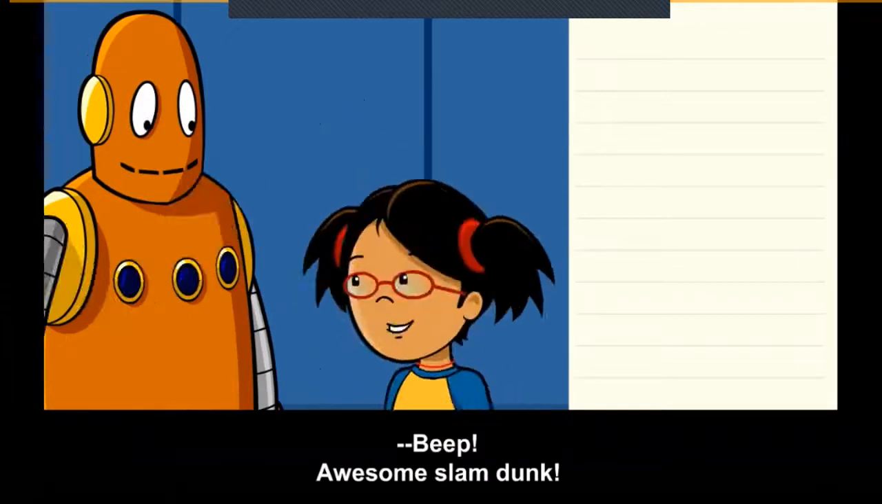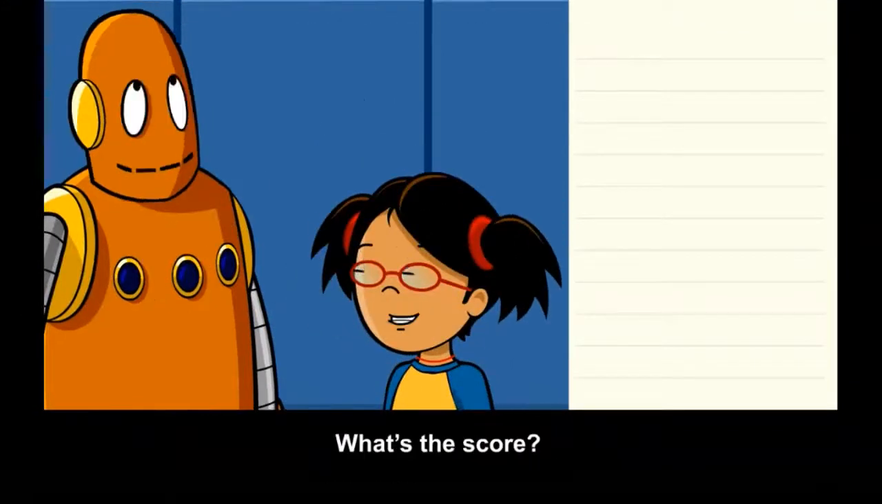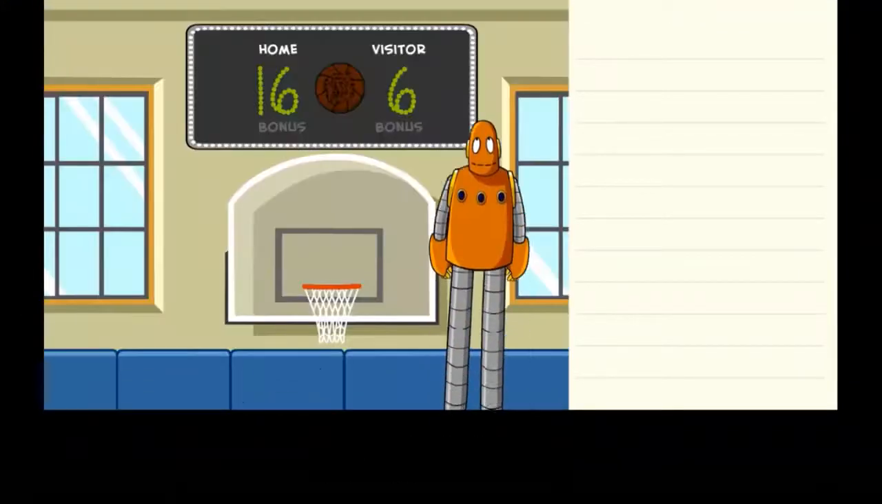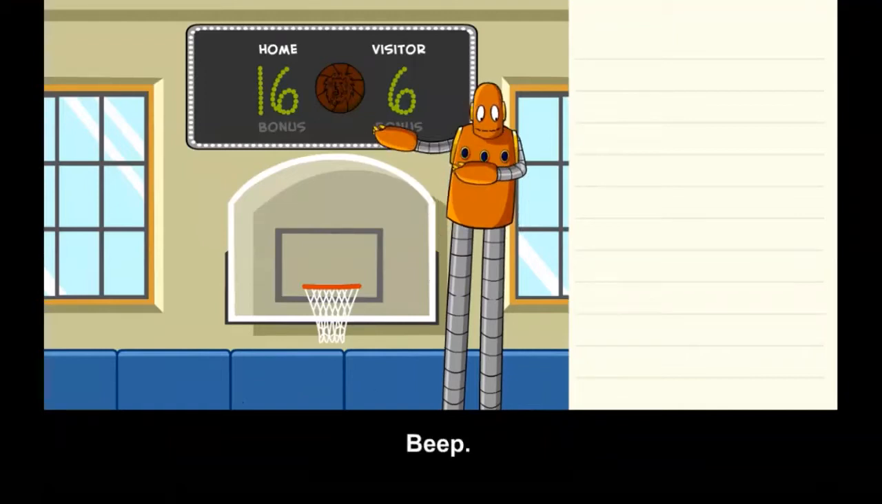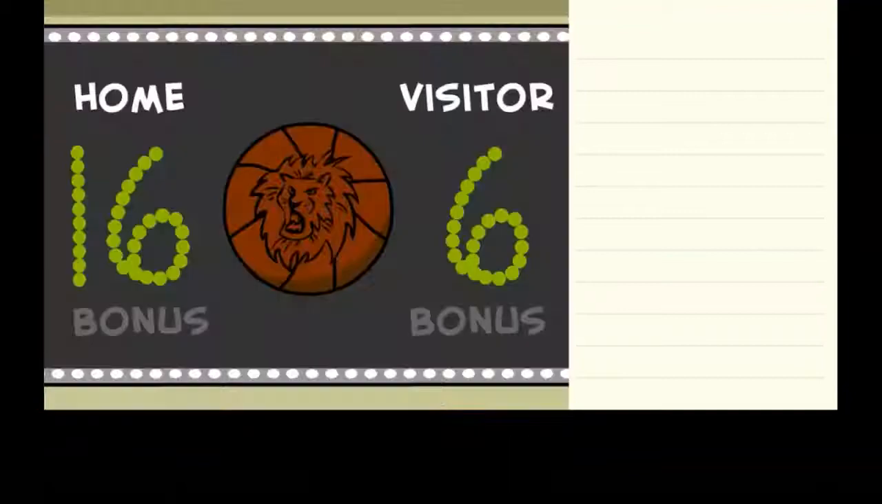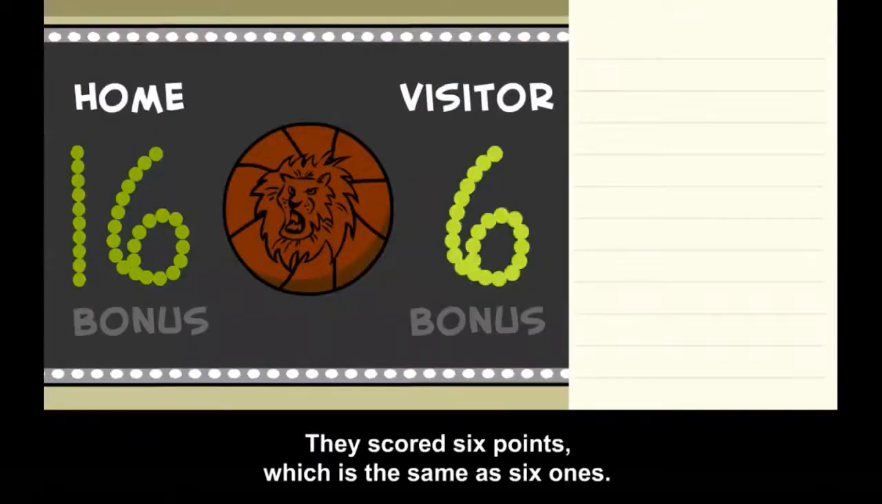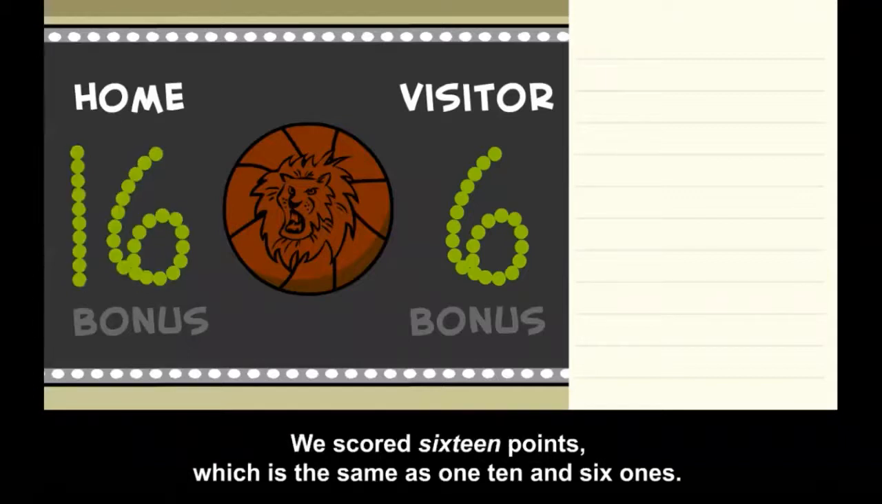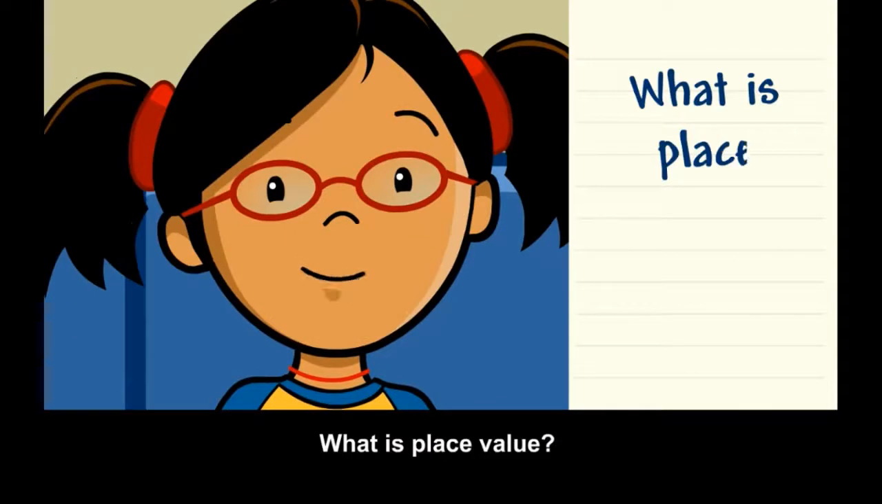Awesome slam dunk. What's the score? No, Moby, the game is not tied. They scored 6 points, which is the same as 6 ones. We scored 16 points, which is the same as 1 ten and 6 ones. What is place value?